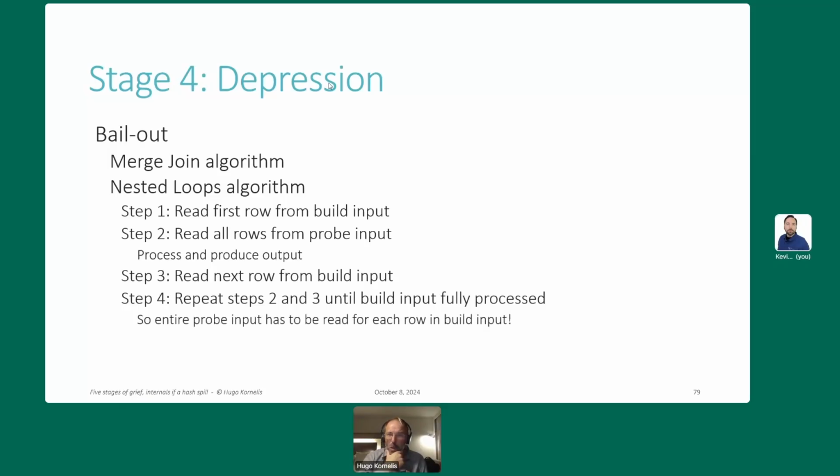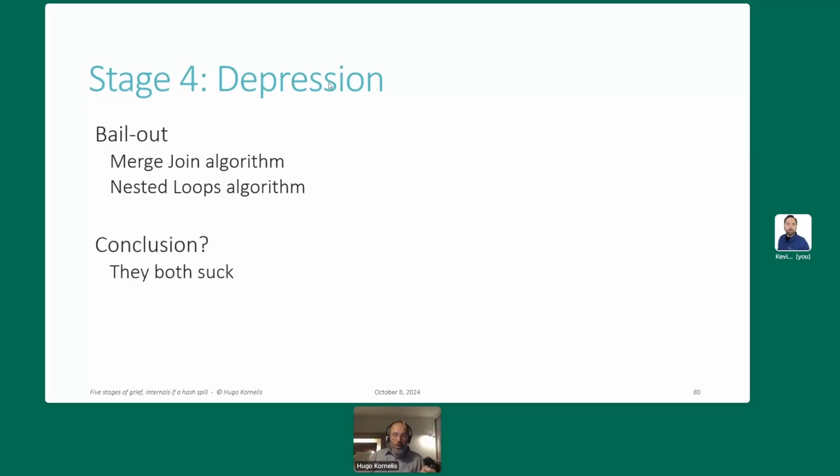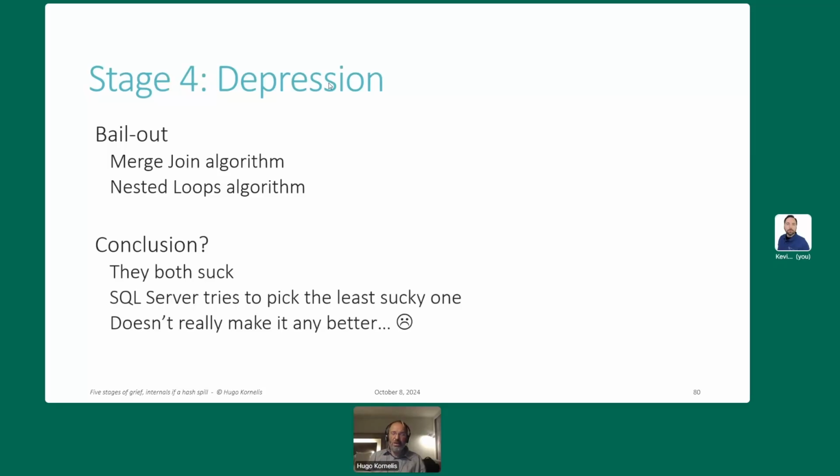Yeah, I don't like this either. But we have to choose. There's no other way. We can do the merge join, we can do the nested loops join, or we can do a runtime error. But Microsoft said, no, we won't do a runtime error. They both suck. And SQL Server tries to pick the one that sucks the least, but it still sucks. So this is really where you get depressed, and rightfully so.